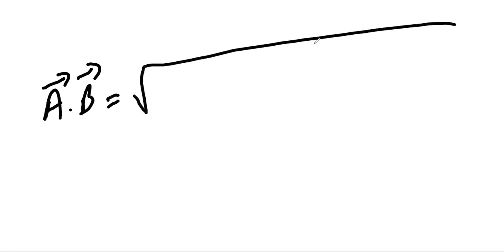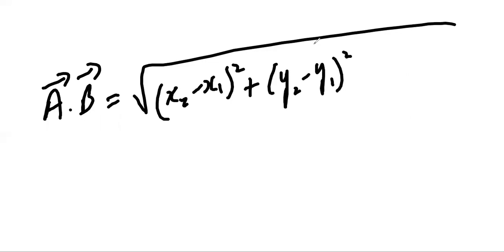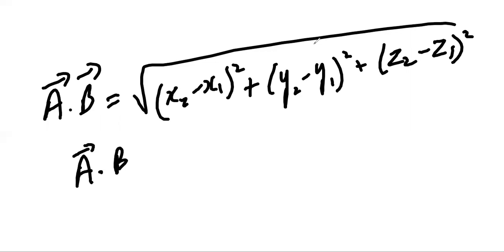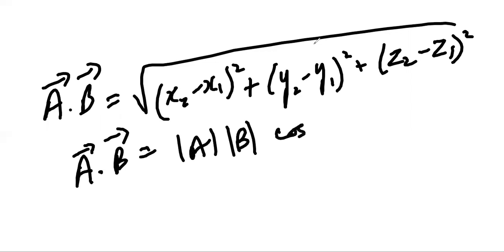Next, if I have to calculate the magnitude of the vector, we will just use the simple magnitude formula: square root of (x2 minus x1) whole square plus (y2 minus y1) whole square plus (z2 minus z1) whole square. This is the simple formula for magnitude. A dot B, the dot product for two vectors, is mod A mod B cos theta.